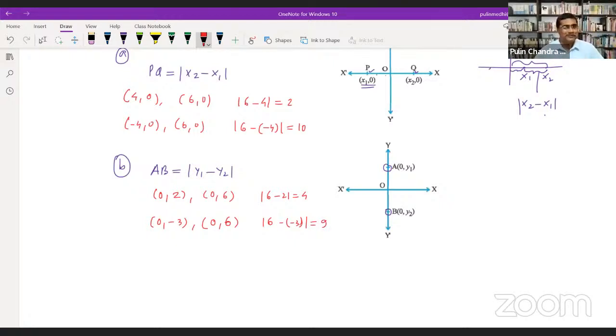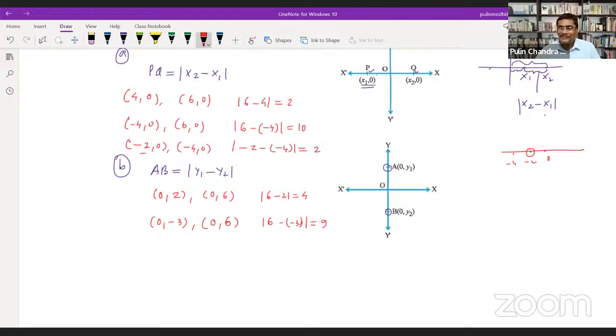Dono hi negative ho, to kya hoga? No problem, dono bhi negative ho sakta hai, jaise 2, 0 and minus 4, 0, suppose. How will you calculate the distance? Idea is same. Out of this minus 2 and minus 4, you bring the bigger one. So bigger one is minus 2, right? Because you see, if origin is there, minus 2 will be here, minus 4 will be here. It means minus 2 is bigger. So difference will be calculated always bigger minus smaller. So minus 2 minus minus 4, ultimately this is going to give you 2 units.